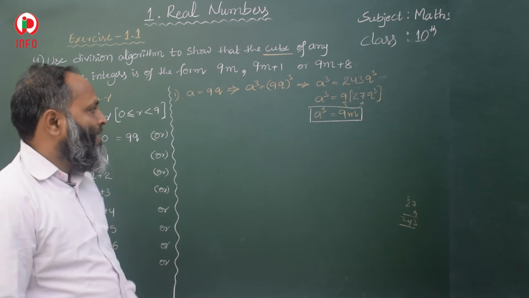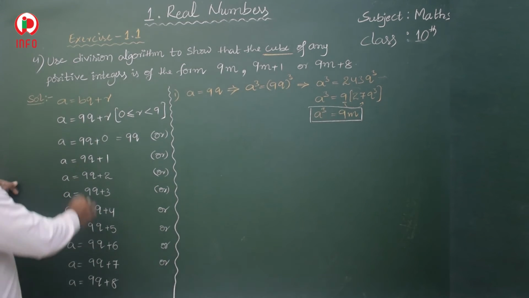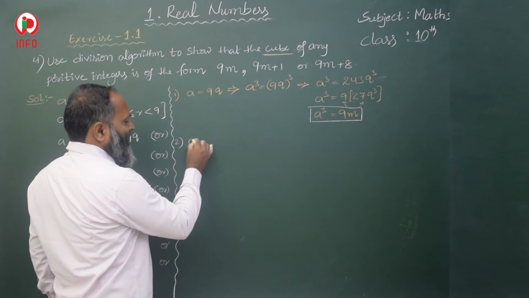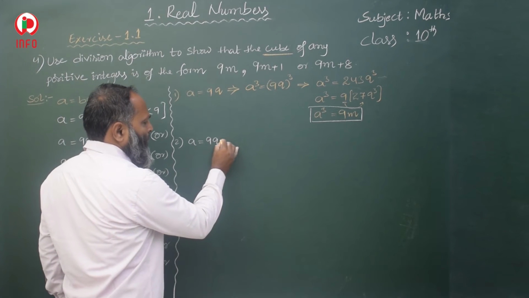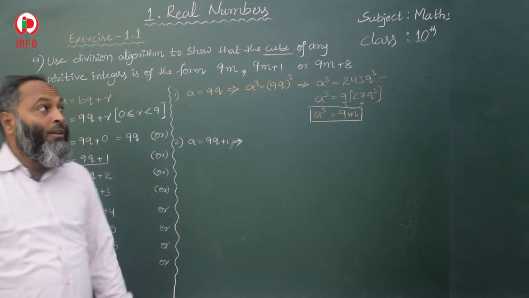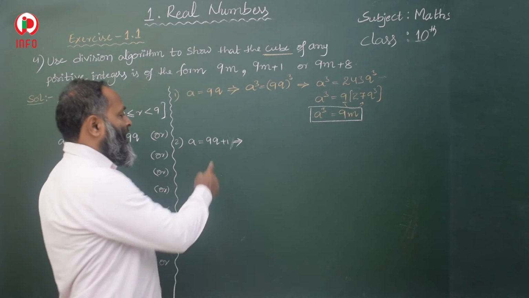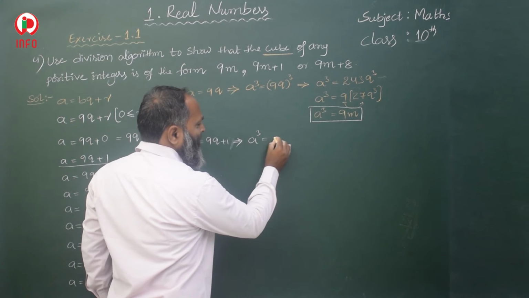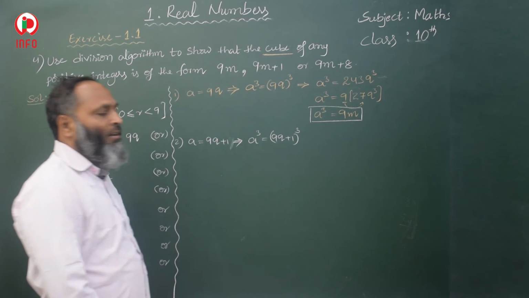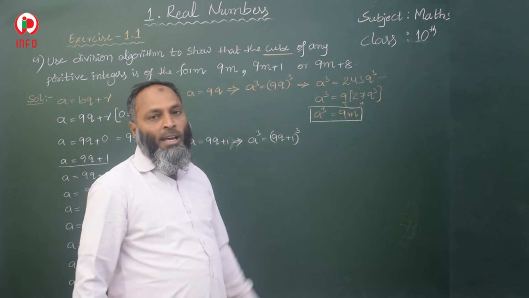Okay. Now the second one. What is the second statement here? 9q plus 1. This statement we should take. So A is equal to 9q plus 1. Then after that, what should we do? He is asking for the cube, so cube on both sides. That is, a cube is equal to 9q plus 1 whole cube. It is in the form of a plus b whole cube.